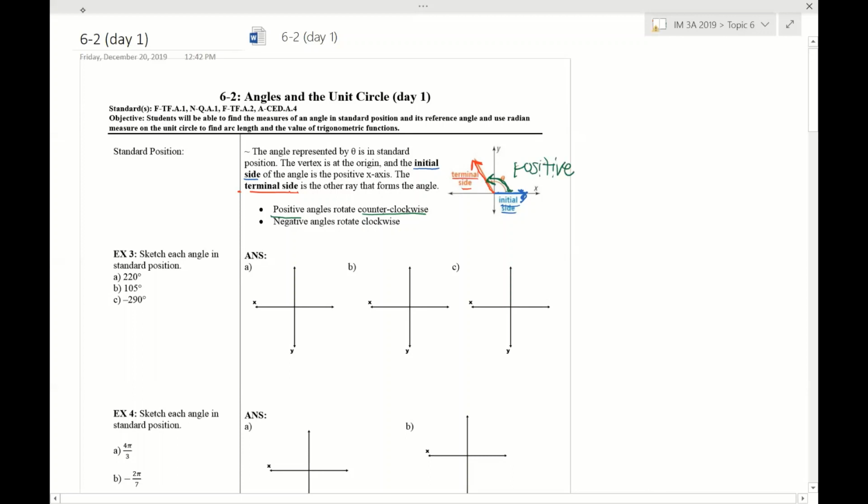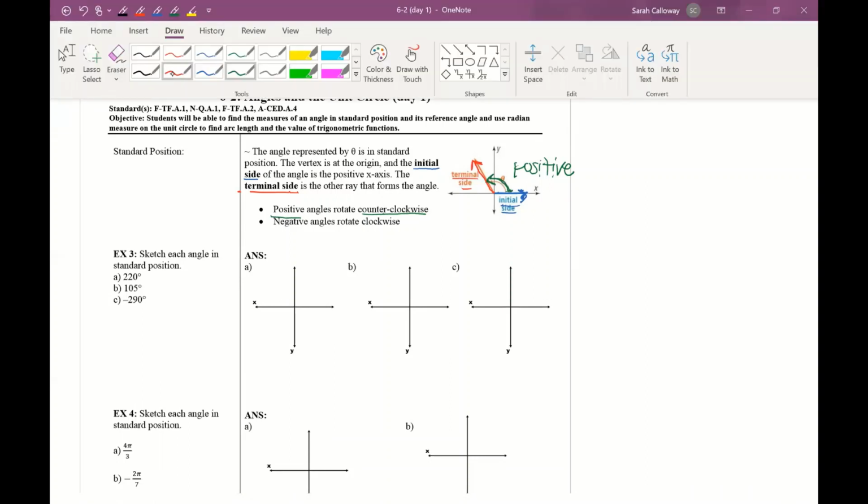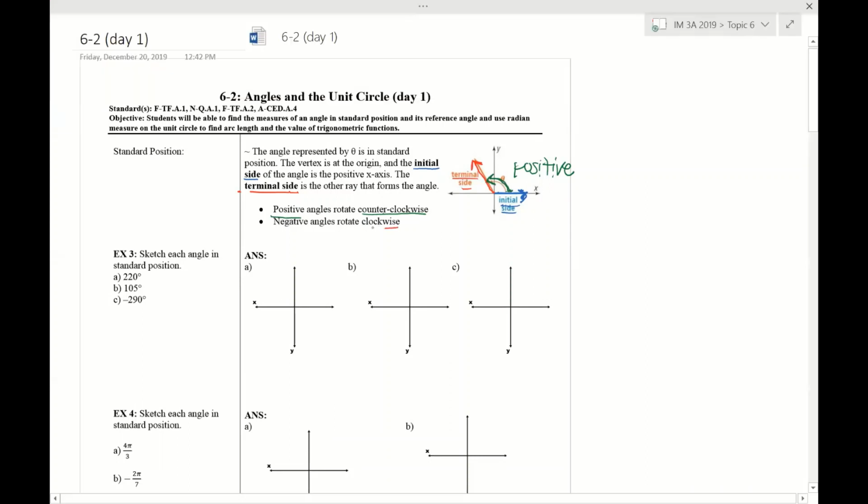A negative angle rotates clockwise. So positive is counterclockwise, negative goes clockwise, so the negative angle goes down from the initial side and rotates in that direction.